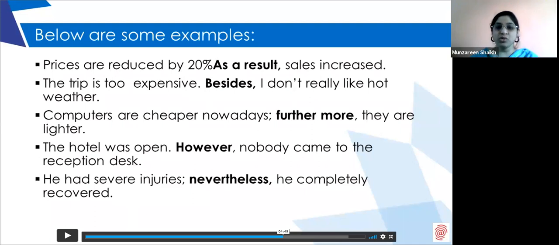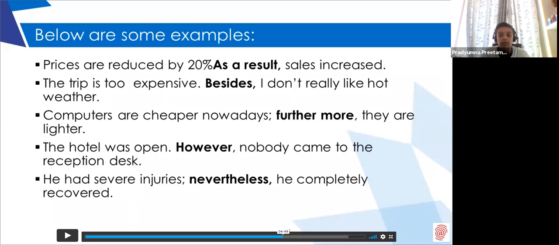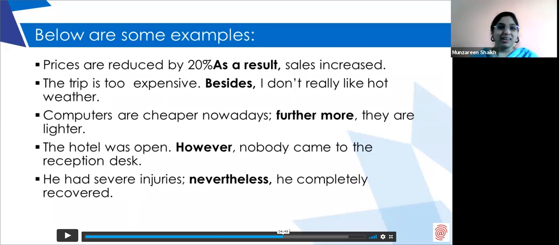Prices are reduced by 20%. As a result, sales increased. Which is the linker over here, children? As a result. Very good. Next: The trip is too expensive. Besides, I don't really like hot weather. Who will tell me which is the linker used here? Besides. You all can unmute yourself and give answers, everyone.